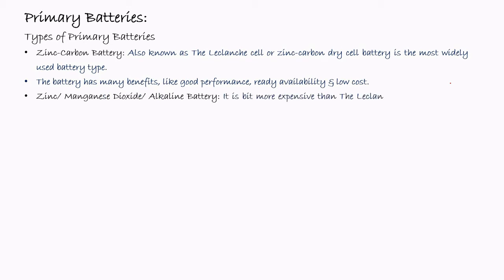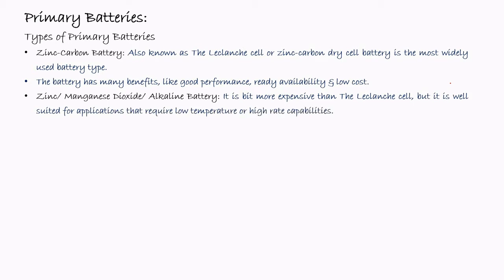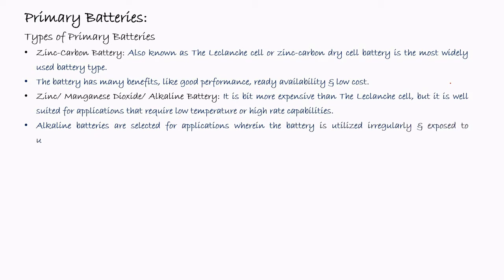Next is the zinc manganese dioxide alkaline battery. It is a bit more expensive than the previous one, but it is well suited for applications that require low temperature or high rate capabilities. Alkaline batteries are selected for applications wherein the battery is utilized irregularly and exposed to uncontrolled storage conditions, for example, smoke alarms or flashlights.